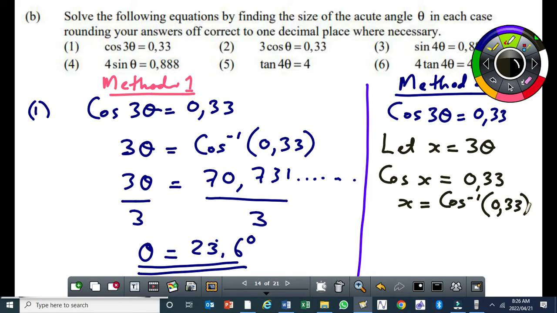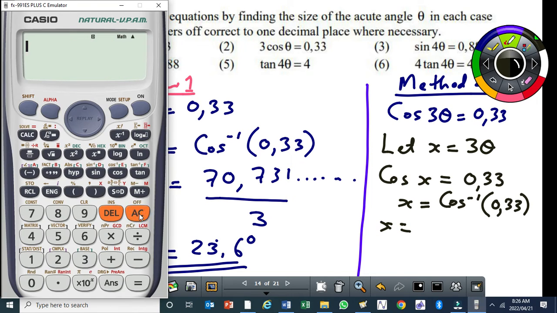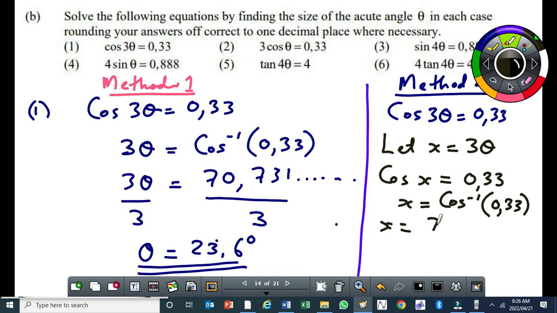Now, if I use my calculator here, shift cos of 0.33, it gives me this value, 70.731. So I'll just write 70.731, and put dots here. The reason I'm putting the dots is that's not the final answer, but I need that answer to calculate theta. You can only round off your final answer. If it's not the final answer, you are not supposed to round off. So I know this is x.